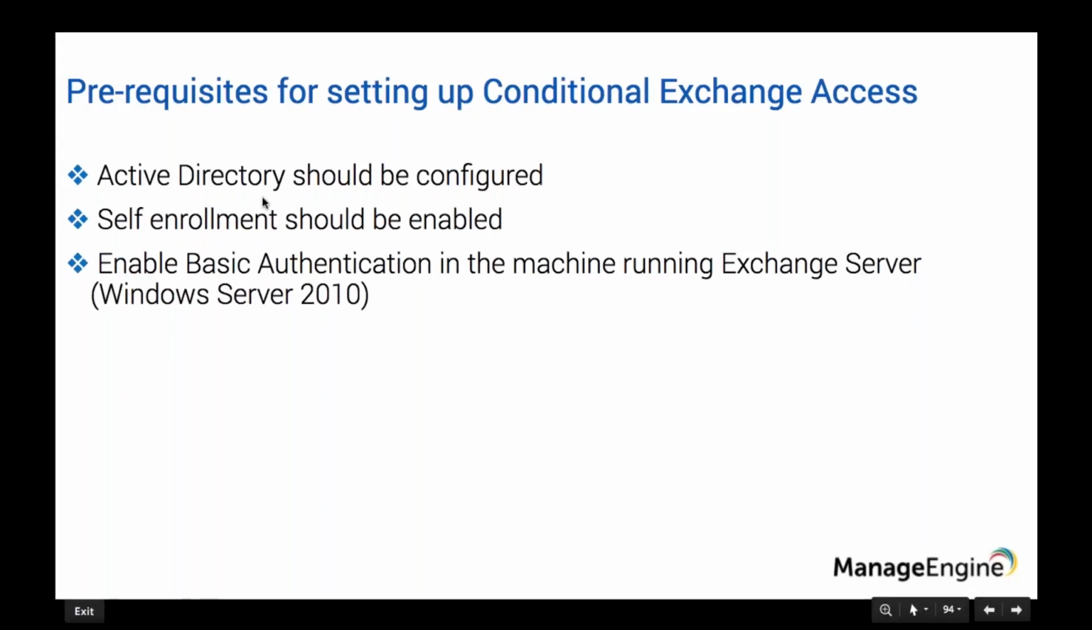The first is that the Active Directory should be configured and integrated with MDM. Additionally, self-enrollment must be enabled. You must be wondering why this is a prerequisite. I'll tell you later during this demonstration. Additionally, basic authentication is to be enabled on the machine running Exchange server. This condition is applicable only if the server version is Windows Server 2K10. So I'll show you how to configure conditional Exchange access on MDM server.